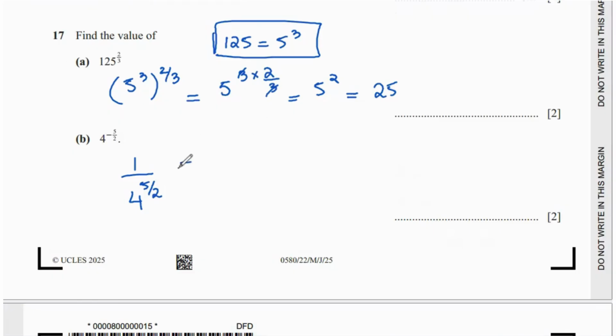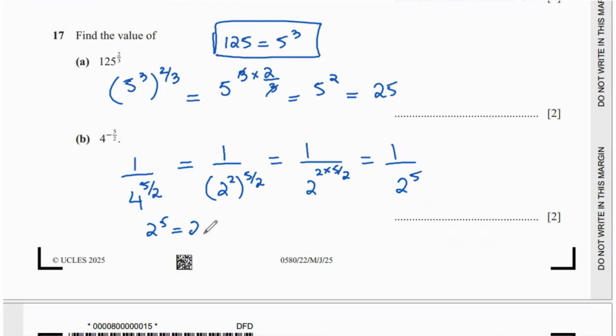So once again, rewrite 4 as 2 square. So 2 square whole power 5 over 2. Multiply the power. So 2 times 5 over 2. That is 1 over 2 to the power of 5. 2 to the power of 5 is basically 2 being multiplied to itself 5 times. So that's 32. So 1 over 32 is your final answer.